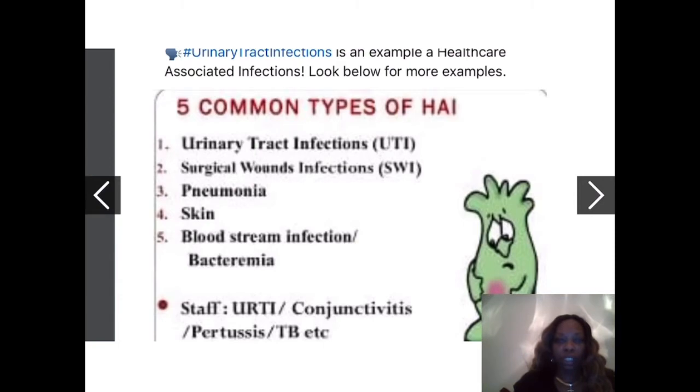Urinary tract infection is an example of a healthcare associated infection. And there are five common types of healthcare associated infections. You have your urinary tract infection, surgical wound infections, pneumonia, your skin infection or MRSA, and then the bacteremia or bloodstream infection.